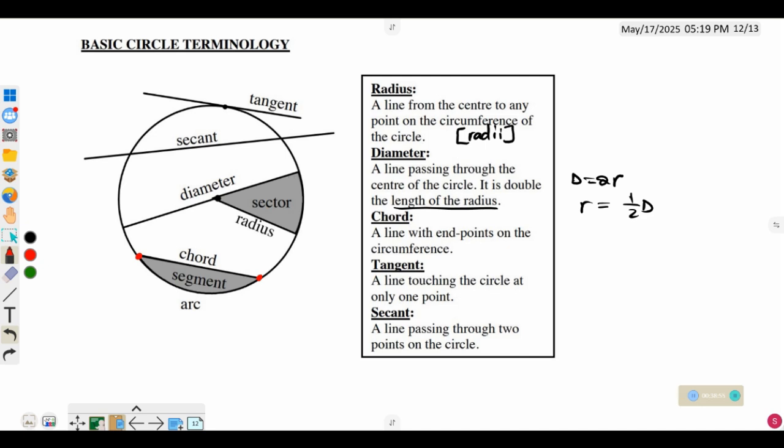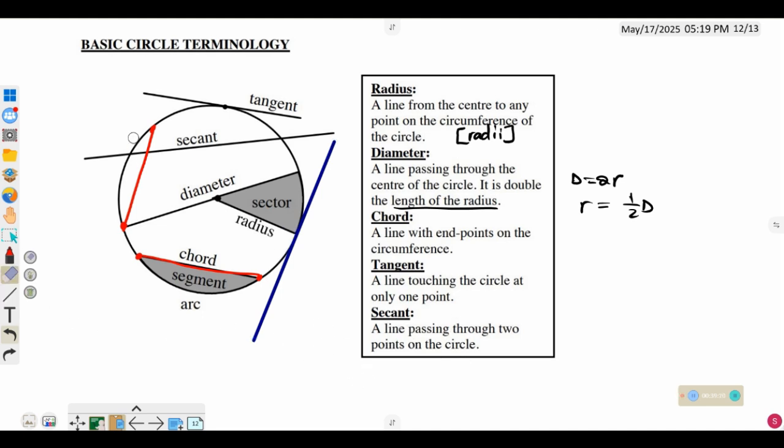It's a special chord. So this will be a chord. In fact, this will also be a chord, circumference to circumference. Okay. And then what else we have? We have a tangent. A tangent is a line that touches the circle at one point and one point only. It is always outside the circle. It's supposed to intersect it at a single point. Okay. And then we have what? A secant, which is that.